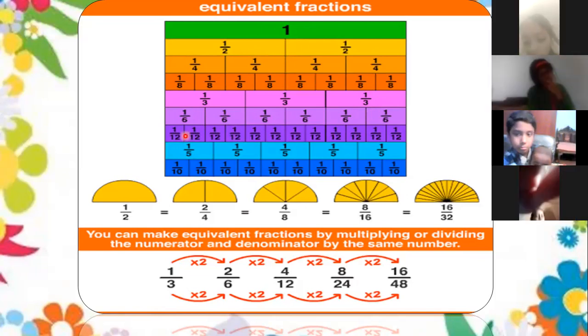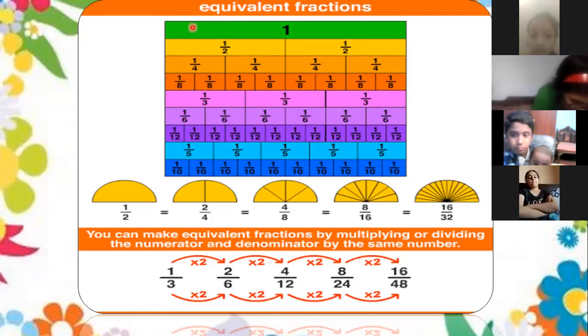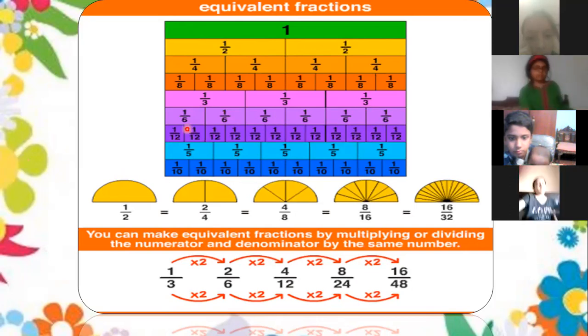Then here in the same way we have divided this one whole into 12 equal parts, and each part is called 1 upon 12, and all 12 parts are called twelfths.